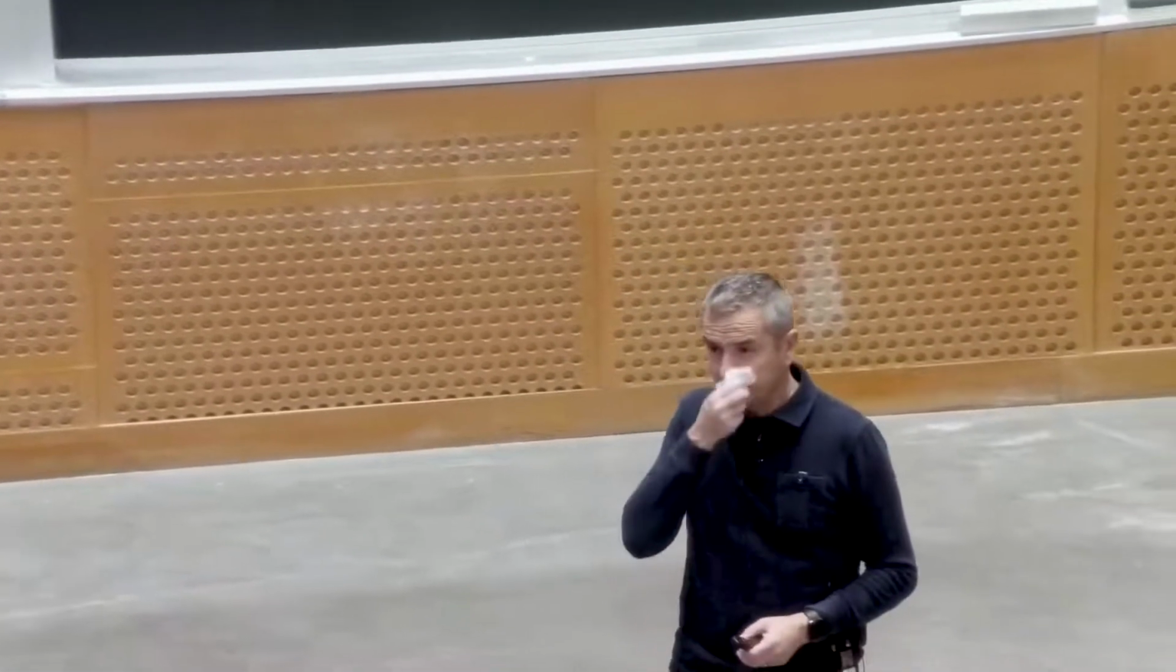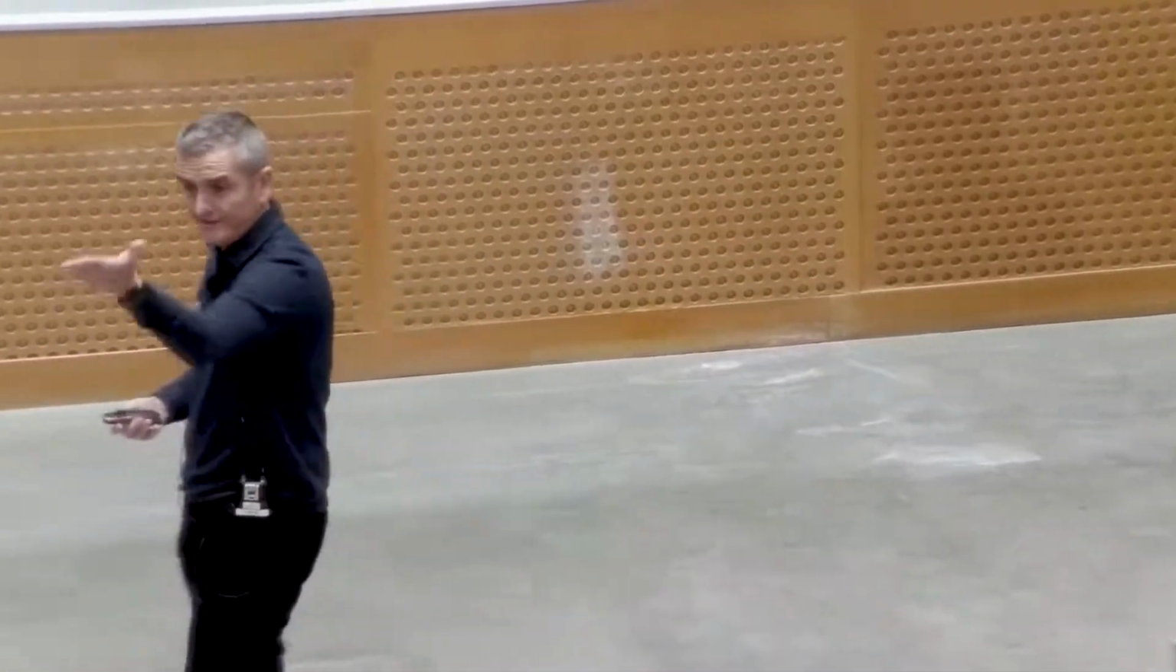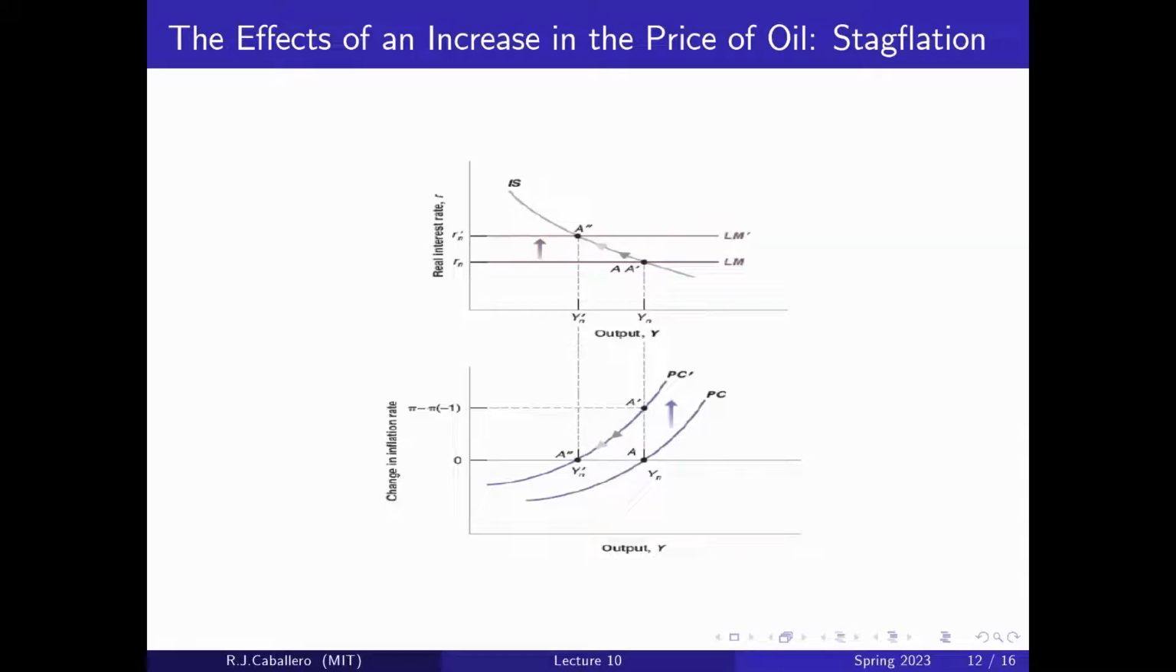But what happens that we may not like? Exactly. What happens is the Phillips curve went up. Before, that level of output was consistent with no changes in inflation. Now, it's not. We get an increase in inflation.